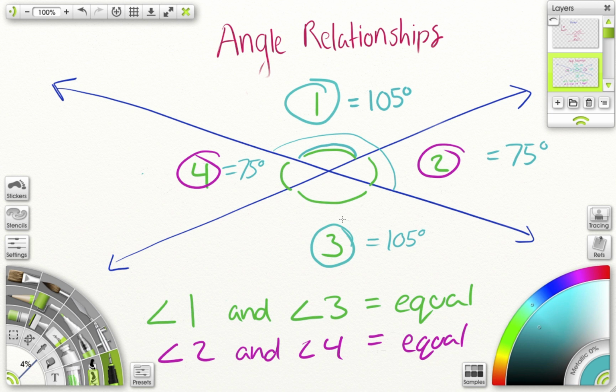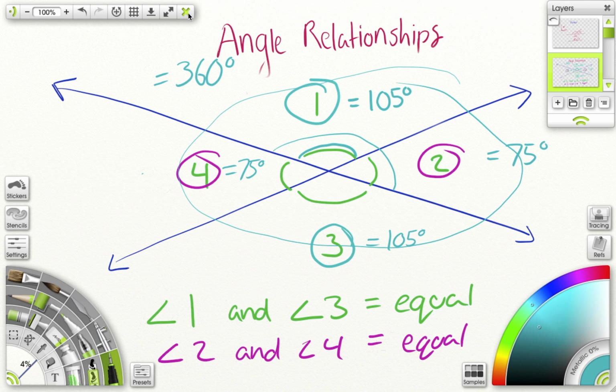Angles 1 and 2 equal 180, 3 and 4 equal 180, 1 and 4 equal 180, and 2 and 3 equal 180. There's another thing that's going on here. If I add up all 4 of these angles, so 105, 75, 105, 75, it equals 360 degrees. Why is that number significant?